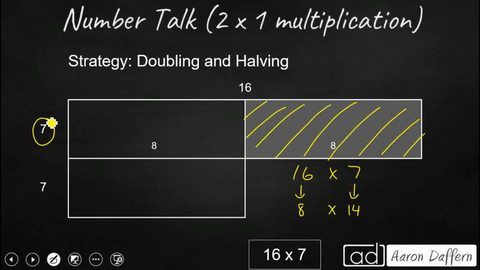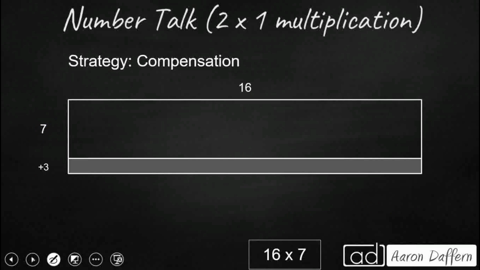So I've got two 7s. So I doubled one factor, 14, and I cut the other factor in half, 8, and it still is going to end up as the same thing. 8 times 10 is 80. 8 times 4 is 32. That's 112. So doubling and halving is not always useful, but when it is, it's easy to use.